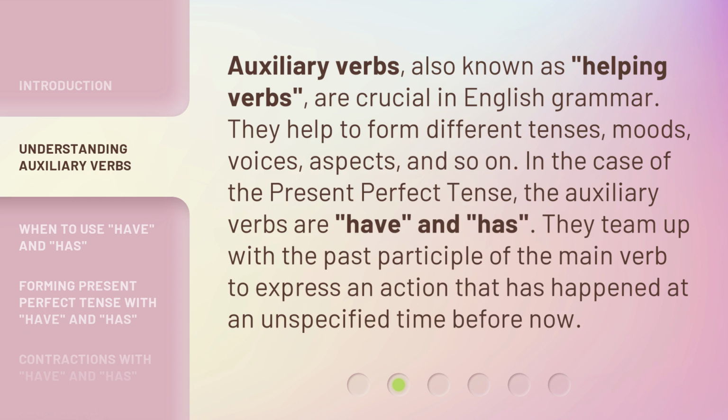Auxiliary verbs, also known as helping verbs, are crucial in English grammar. They help to form different tenses, moods, voices, aspects, and so on. In the case of the present perfect tense, the auxiliary verbs are have and has. They team up with the past participle of the main verb to express an action that has happened at an unspecified time before now.